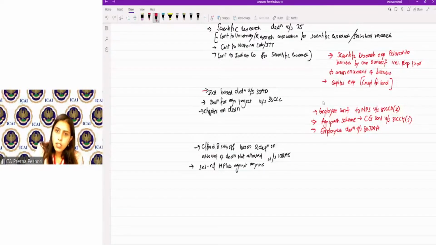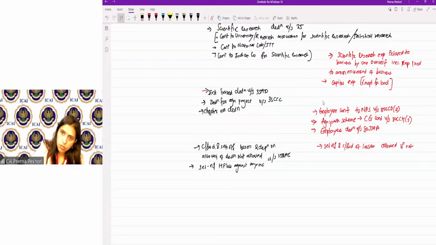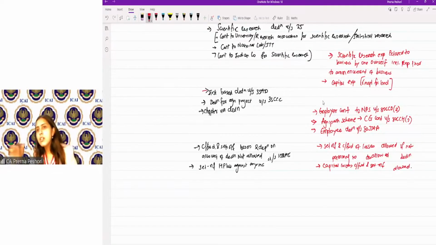But what is allowed is set off and carry forward of losses, allowed if not pertaining to disallowed deductions. So even capital losses, carry forward and set off allowed. But that is always against the capital income only. So capital loss can be set off against capital gain only.